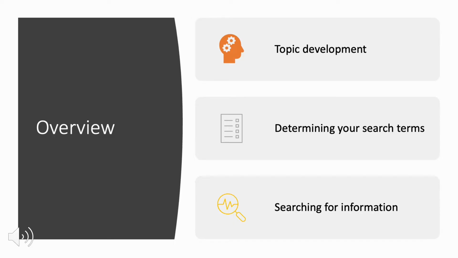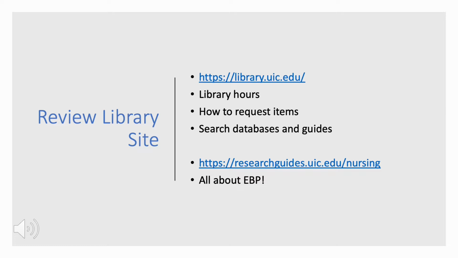Today we'll go over some basics: topic development, determining your search terms, and searching for information. Before we get started, let's talk about where you can find information. The library site is library.uic.edu. The main page has the hours, information on how to request items, databases, and research guides. There's also a specific research guide for evidence-based practice. Go to Research Guides, all one word, .uic.edu/nursing, then click on the Evidence-Based Practice tab.